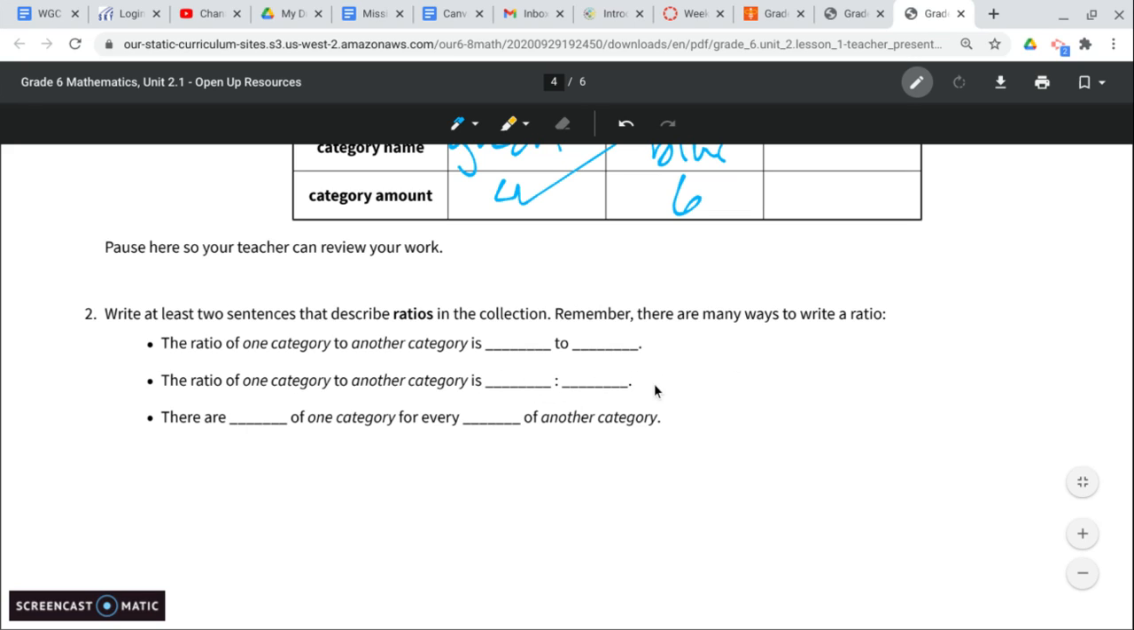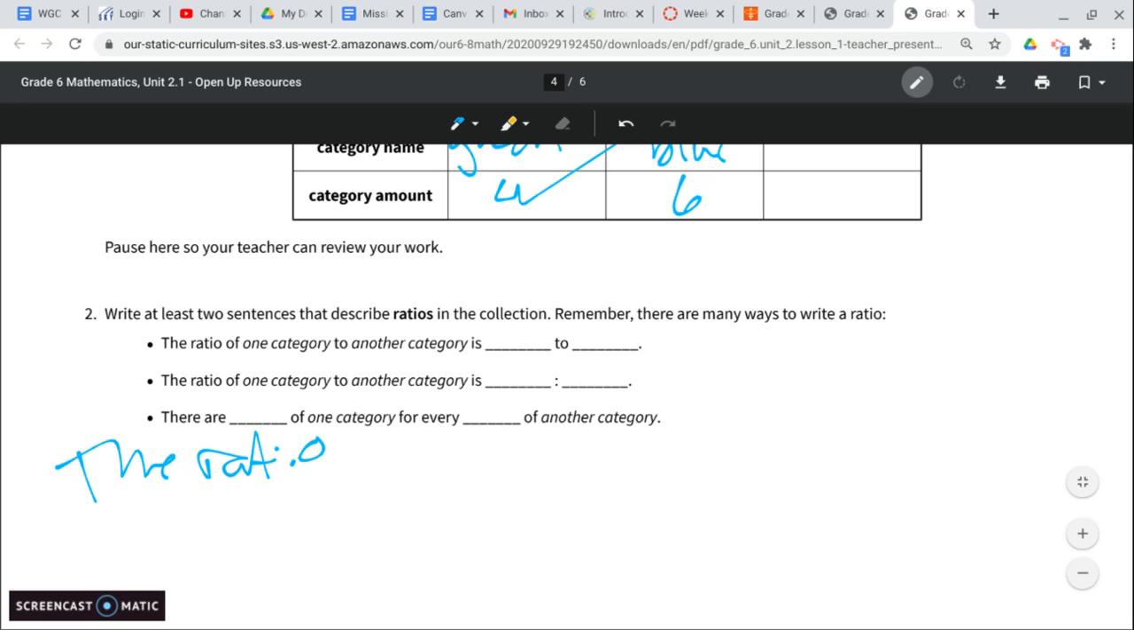So this colon represents 2. Or we can say there are blank of one category for every blank of another category. So we want to write out 2 sentences at least using what we have. So the ratio, and when it says write out a sentence, yes, you are going to write out a sentence.